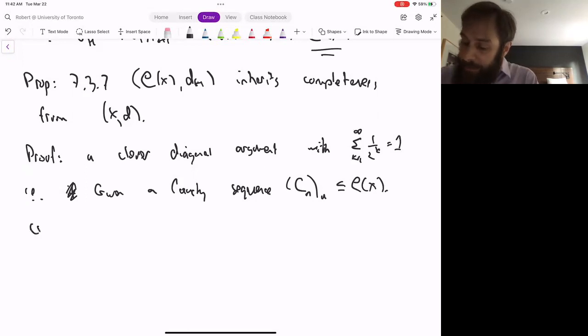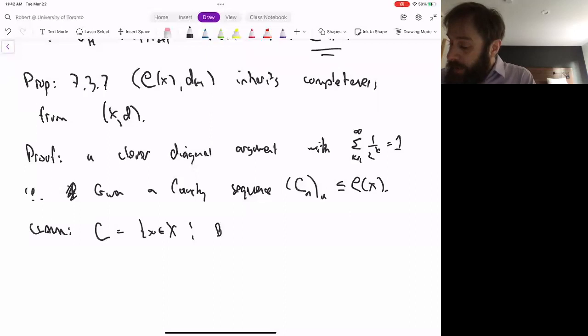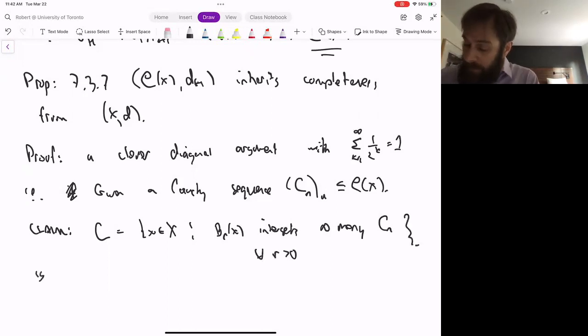And then the claim is that the limiting set, C, is the set of all x in the space such that B_r(x) intersects infinitely many C_n for every r positive. That is the d_H limit.